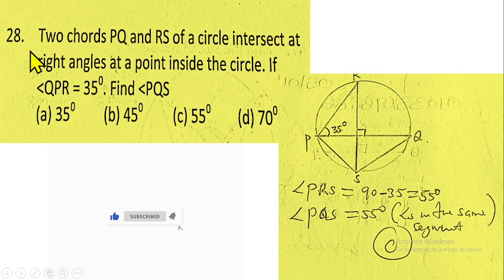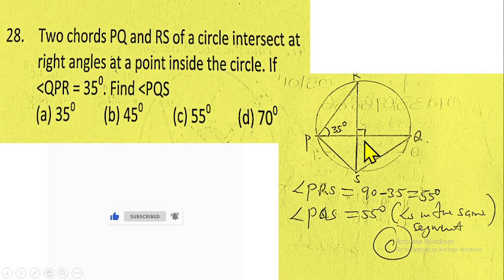In 28, we have two chords PQ and RS of a circle intersecting at right angles at a point inside the circle. If angle QPR is 35 degrees, find angle PQS. So this question is on circle geometry, but you are not given the diagram to use. That means they want you to interpret the diagram yourself and then solve it. And this is the diagram. If you have a circle and two chords, PQ and RS, and they intersect at a right angle. So this chord intersects this chord at a right angle, as you can see.